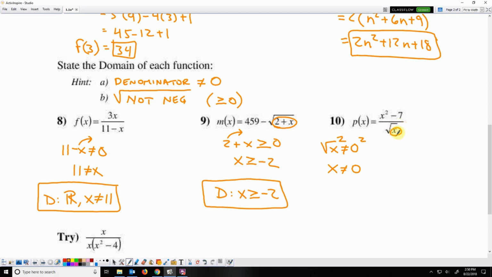Hint B is that what's underneath a radical cannot be a negative number. So that under the radical, that x has to be greater than or equal to 0. And there's nothing to solve there. So my domain is x has to be greater than or equal to 0, but x cannot be 0. So I have to take that equal to part out. X is greater than 0 is my domain.